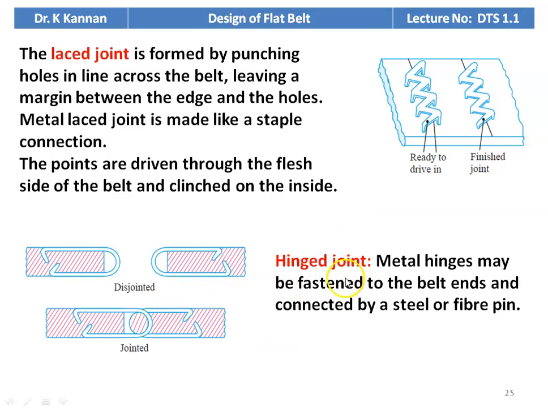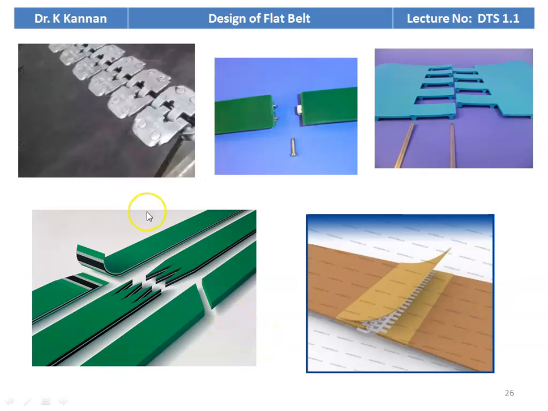Hinged joint. We have metal hinges fastened to the belt ends and connected by a steel or fiber pin. So this is disjointed and the belt is jointed. The hinges are joined together by means of proper pressing. So this is the hinged joint. These are all the different types of belt joints available: cemented, hinged or laced joints are available for fabricating the endless belts for running over the pulleys.